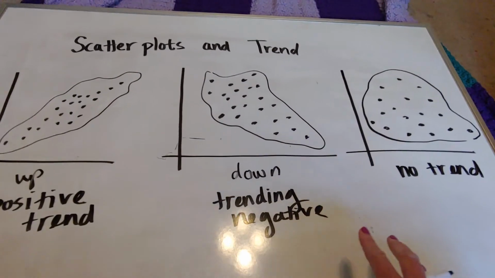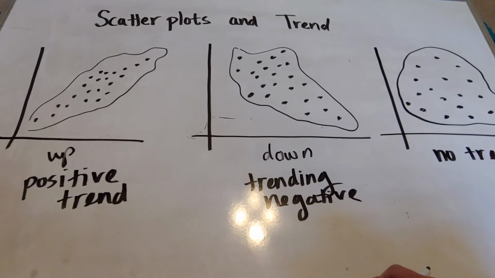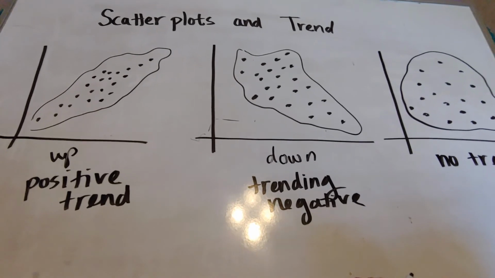Now, we haven't even talked about whether it's in the shape of a line or not. That is our next video, where we're talking about association, how strong or weak the line is.